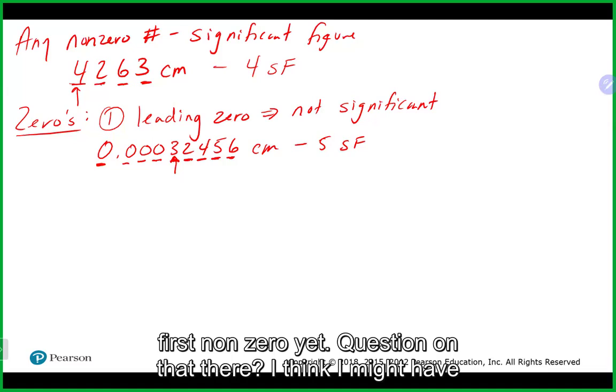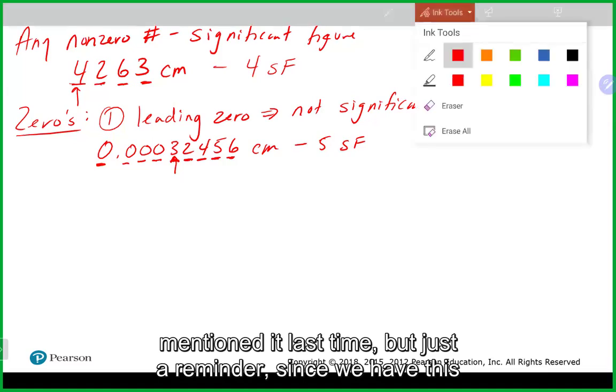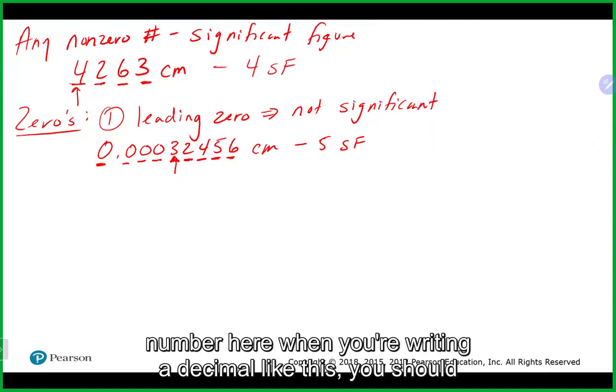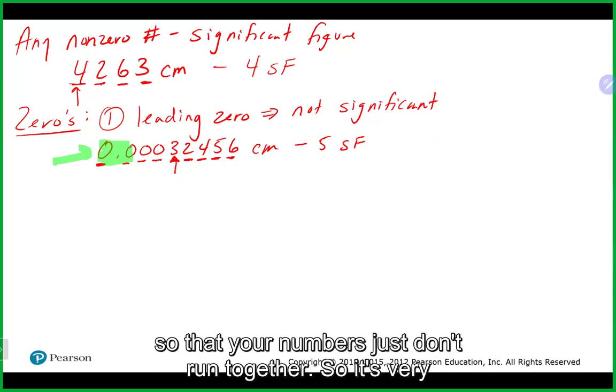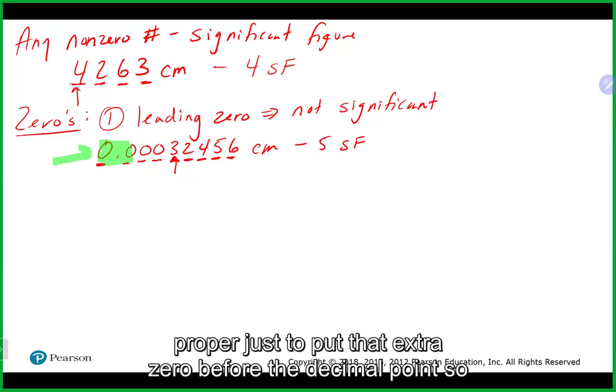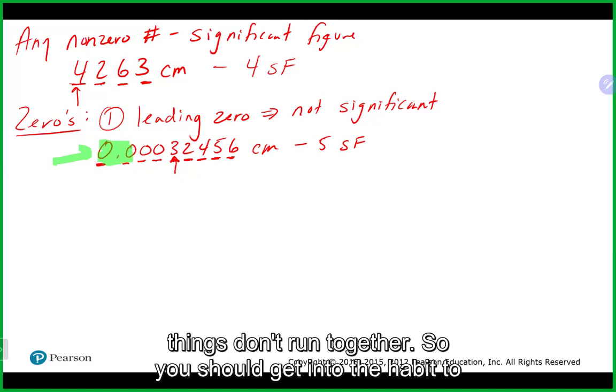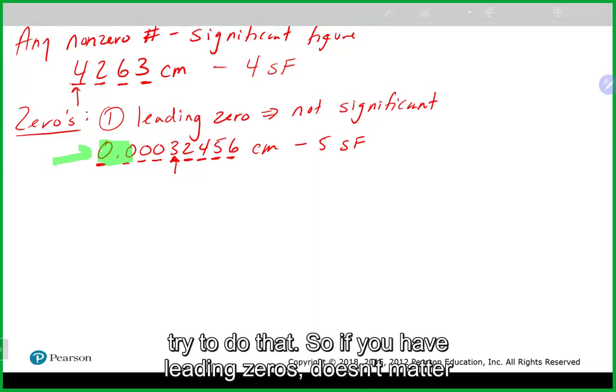Question on that? I think I might have mentioned it last time, but just a reminder, when you're writing a decimal like this, you should include that 0 before the decimal so that your numbers don't run together. So it's very proper to put that extra 0 before the decimal point so things don't run together. You should get into the habit to try to do that.